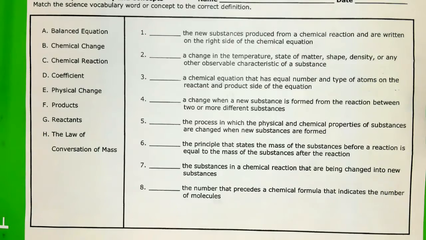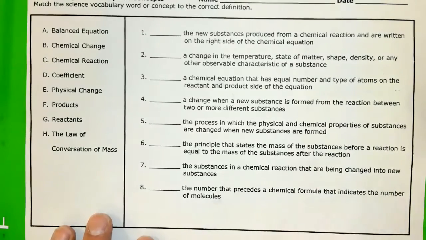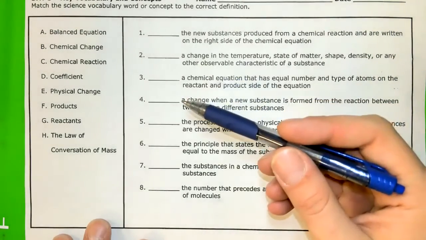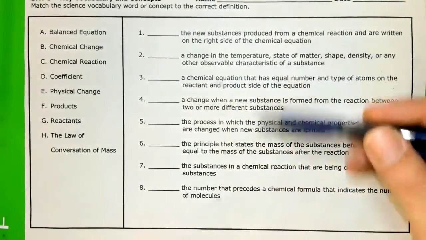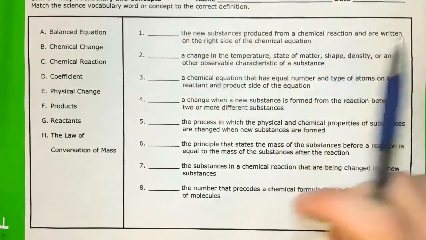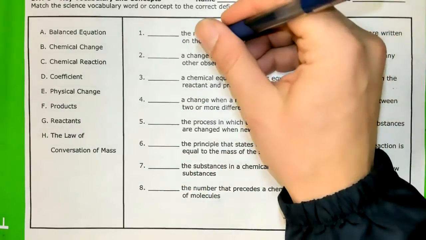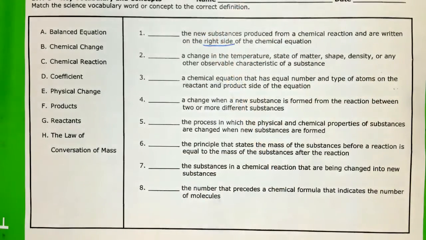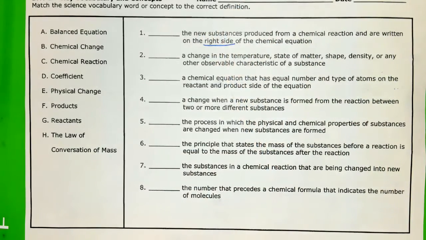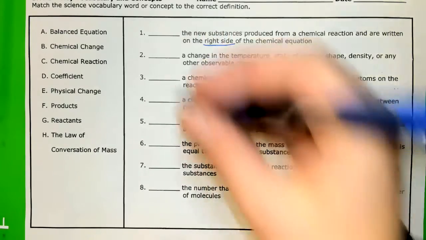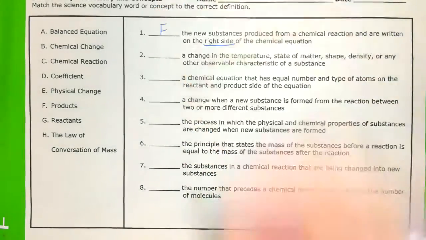All right, so just moving on to our vocabulary, guys. We're just going to go over 1 through 8 real quick. So number 1, the new substance produced from a chemical reaction and are written on the right side of the chemical equation. Remember RAP, R-A-P. We have our reactants, arrow, then products, all right? So products are going to be on the right-hand side.